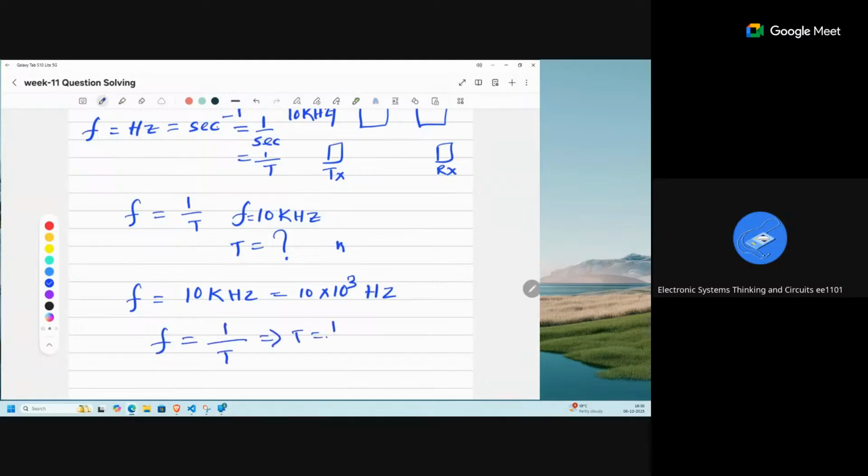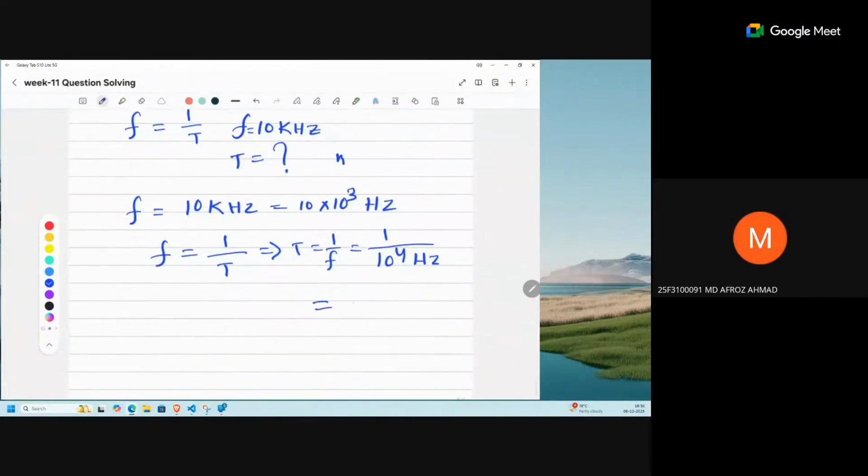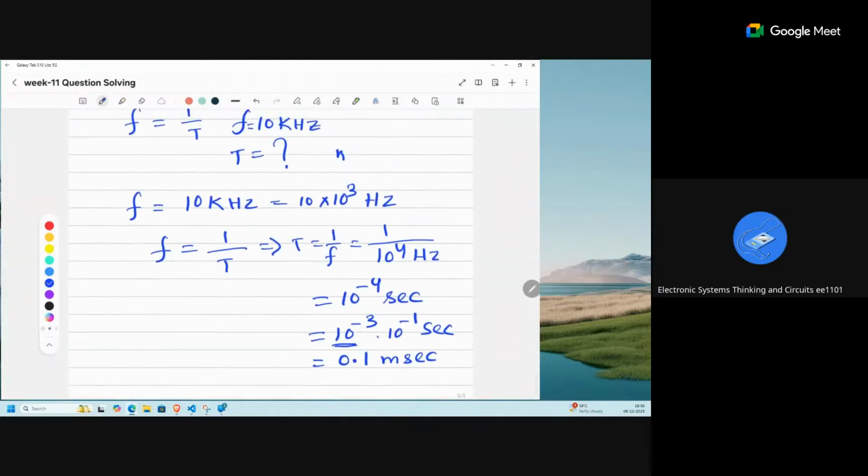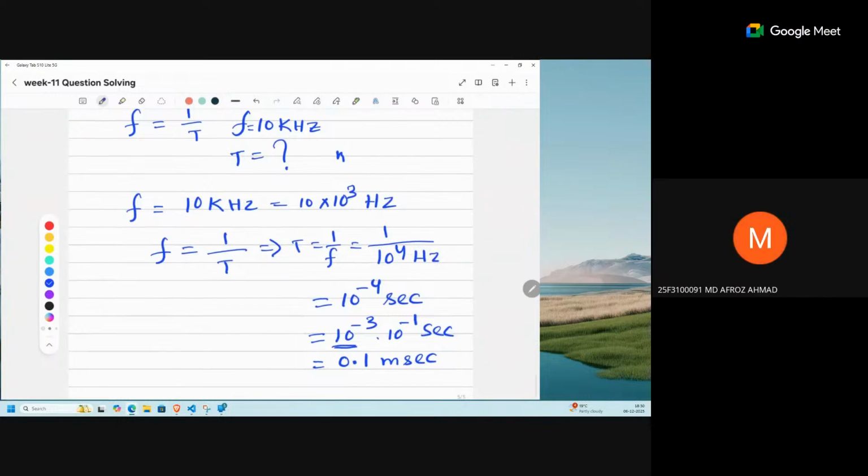Now tell me, how can I find it? F equals 1 over time, that means time is equal to 1 over frequency. I can write 1 over 10 to the power 4 hertz, right? So this can be written as 10 to the power minus 4 second. 10 to the minus 4 second means I can write 10 to the power minus 3 into 10 to the power minus 1 second. And 10 to the power minus 1 is nothing but 0.1. 10 to the power minus 3 means millisecond. 0.1 millisecond I can write.